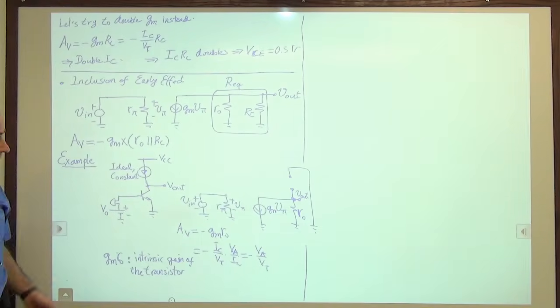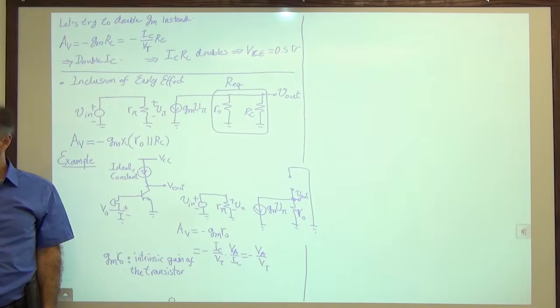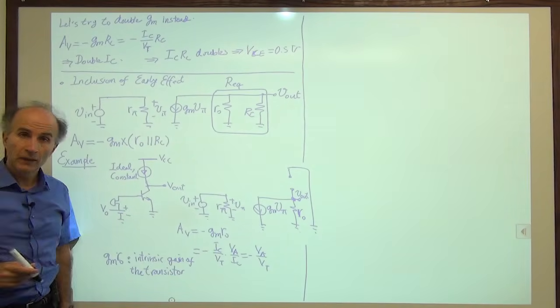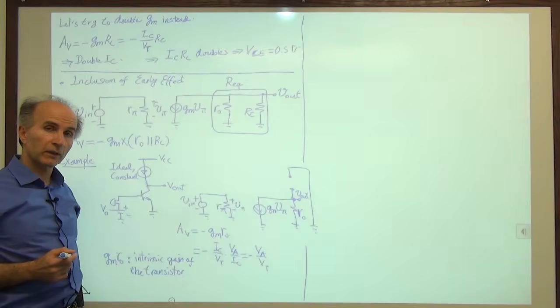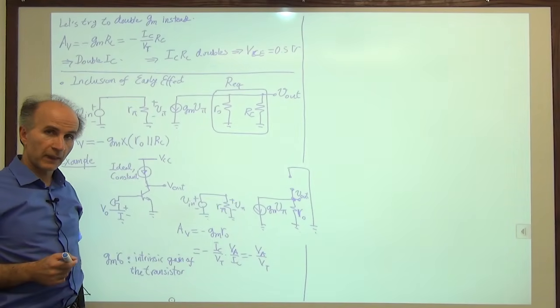All right. That's a simple example of a common emitter stage. And our time is up. We did not get a chance to talk about input and output impedances, so we will talk about those in the next lecture. I will see you next time.